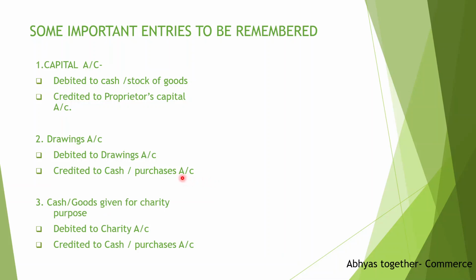Then the next entry is goods or cash given for charity. It's not always that we do business or do something for earning money. Sometimes we do something out of kindness or for satisfaction, and we do that in the form of charity. In that case, we debit the charity account and credit the cash or purchases account, as cash is going outside or the goods are going outside. That is the real account entry.